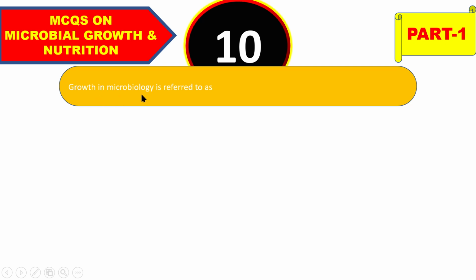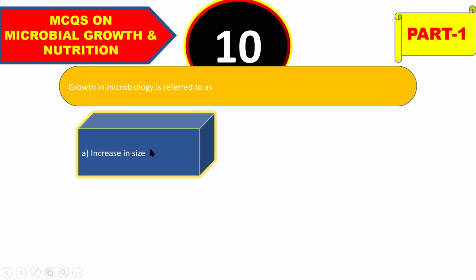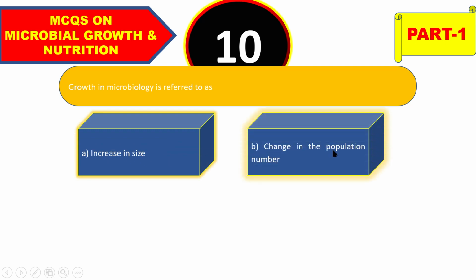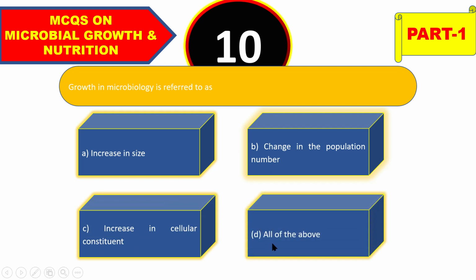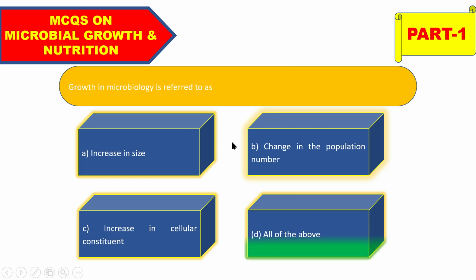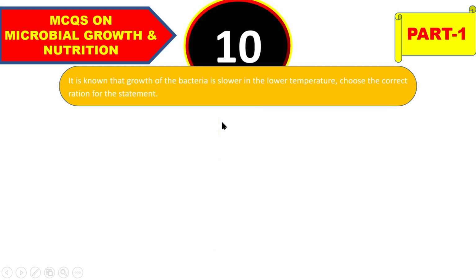तो फर्स्ट क्वेश्चन जो है वो है, growth in microbiology is referred to as increase in size, change in the population number, increase in cellular constituent, or all of the above. And the right answer about the growth in microbiology is all of the above. So माइक्रोबायोलॉजी में जो ग्रोथ का जो डेफिनेशन है वो ये सब डिफाइन करते हैं, जैसे कि increase in size, change in population number, increase in cellular constituents, and denote the growth in microbiology or microorganisms. Okay, so move on to the next.